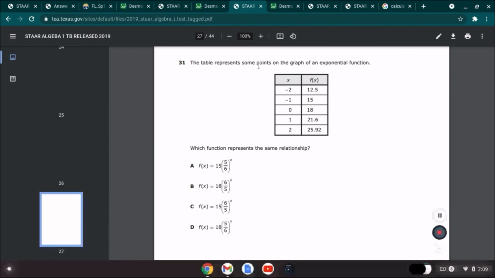So it says the table represents some points on the graph of an exponential function. So which of these functions represents the same relationship? So we see function, we see relationship, we see represents. In simple and easy terms, if you never understand the question, try and break it down. All it's asking for is which function will give us these numbers. That's the simplest you can go.